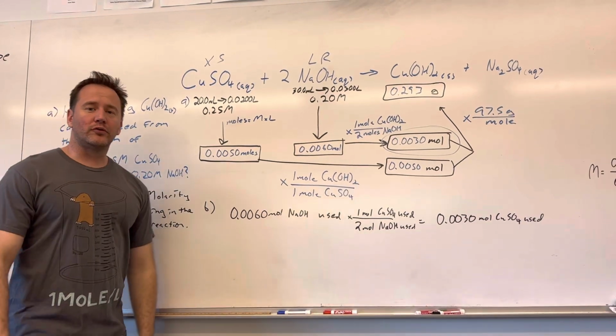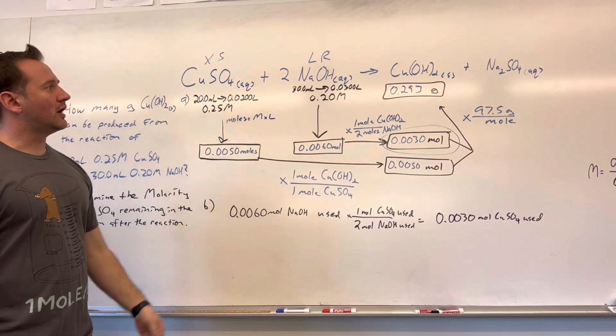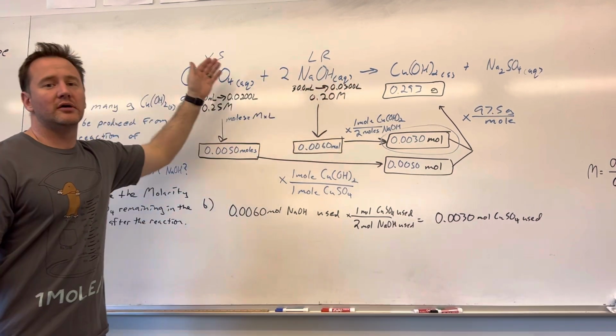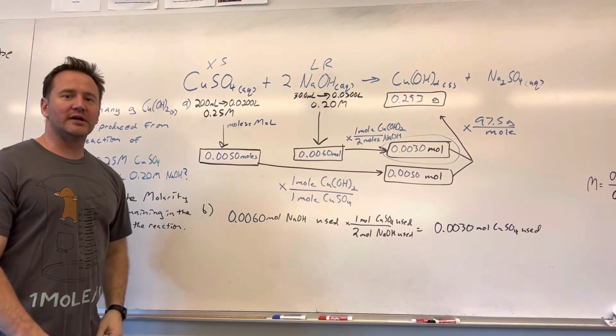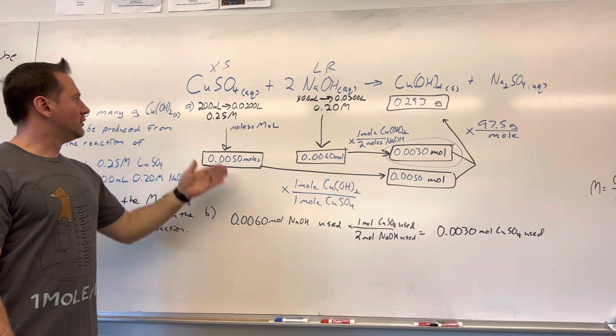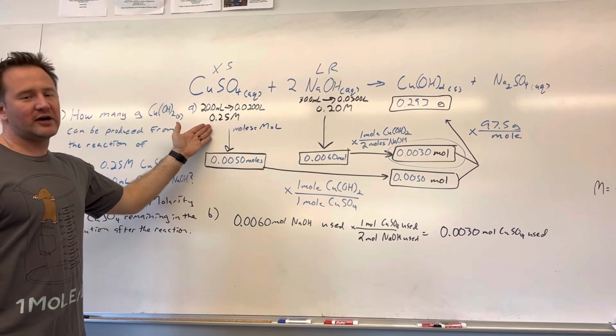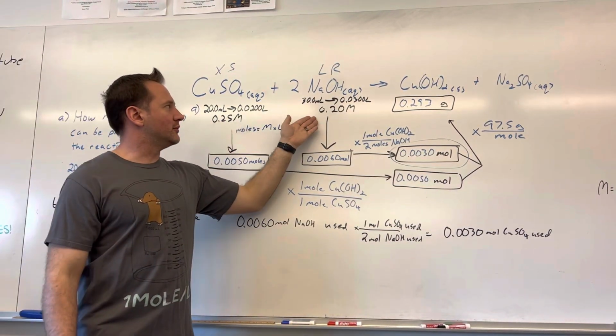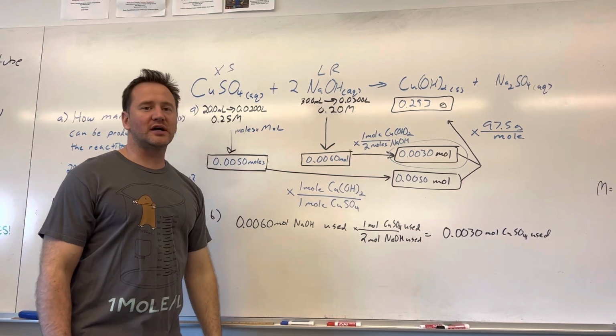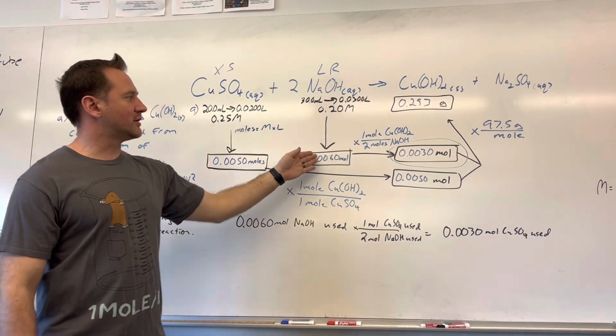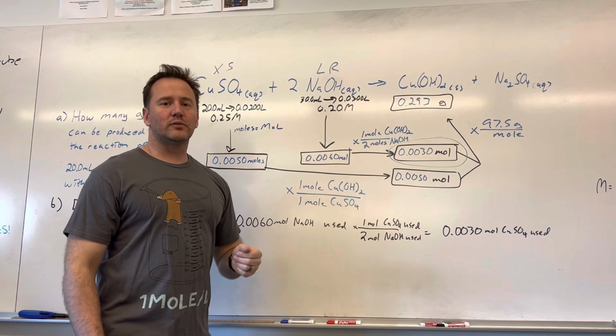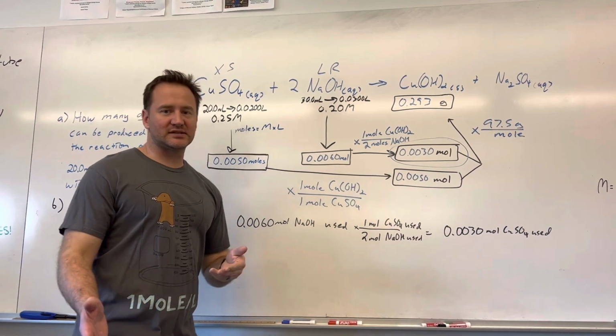In the last video, we performed solution stoichiometry to figure out how much copper hydroxide we could make from solutions of copper sulfate and sodium hydroxide. We used 20 mL of 0.25 molar copper sulfate and 30 mL of 0.2 molar sodium hydroxide, and we found that the sodium hydroxide was the limiting reactant, which means that the copper sulfate was the excess reactant.